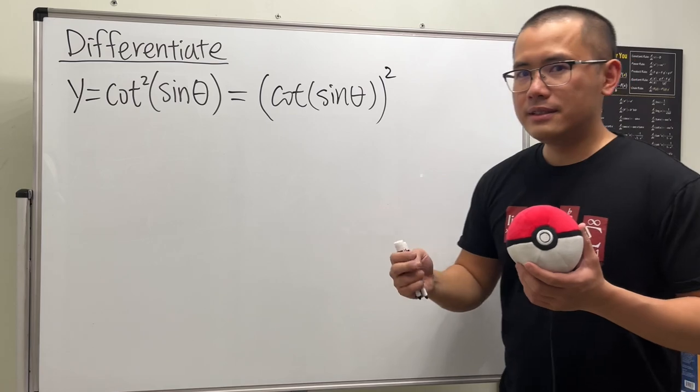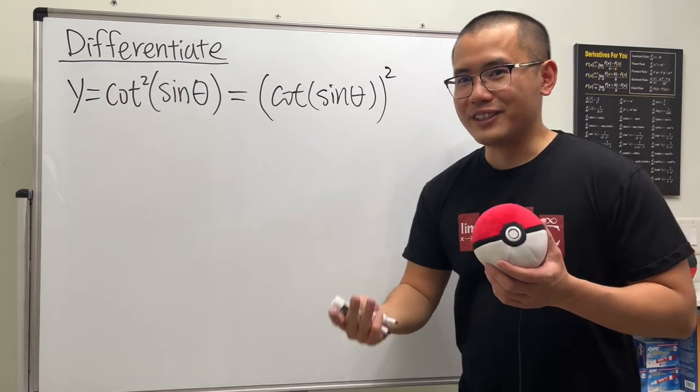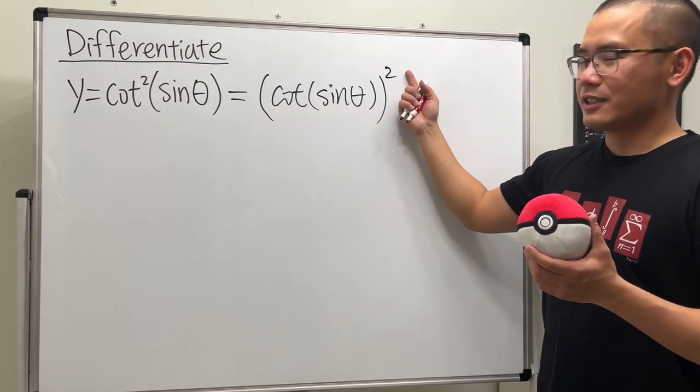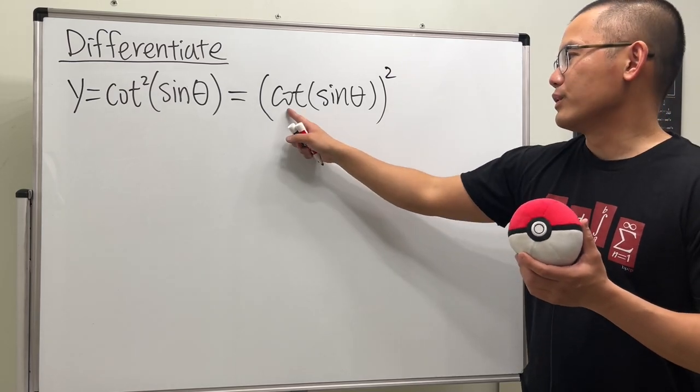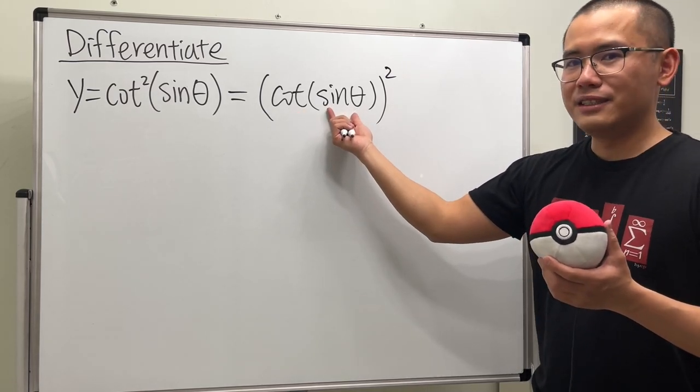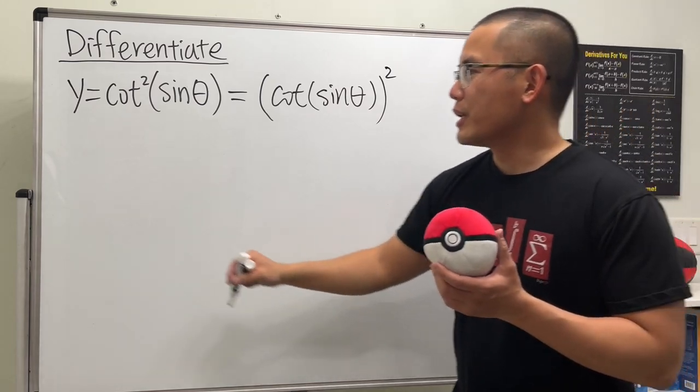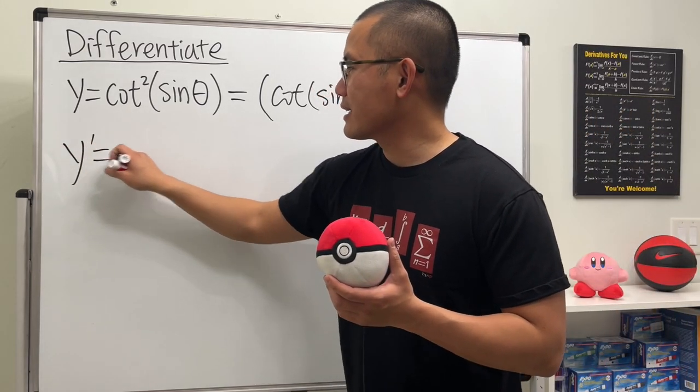So now you see this is actually a composition of three functions. The very outside is a square. And then next, we have cotangent. And then the very inside is the sine function, all right? So here we go. This is how the derivative will look.